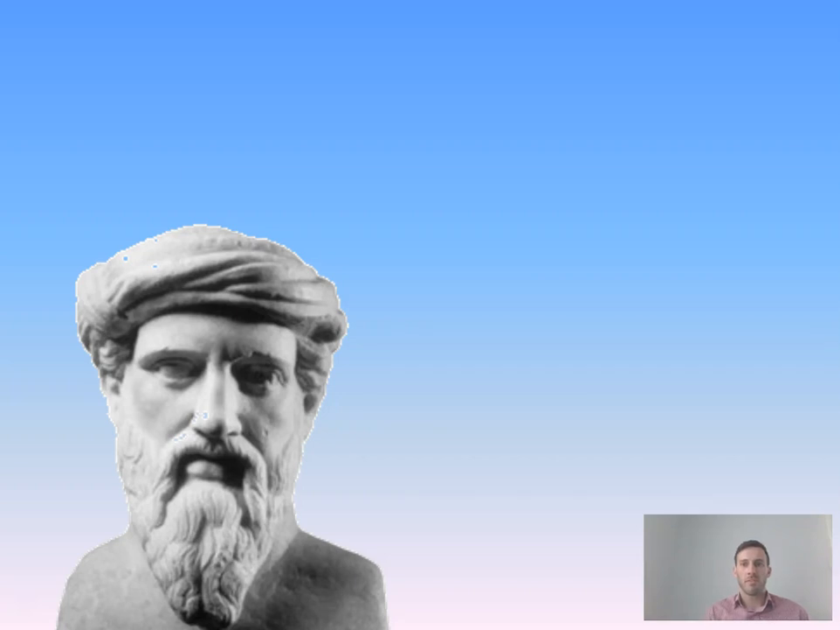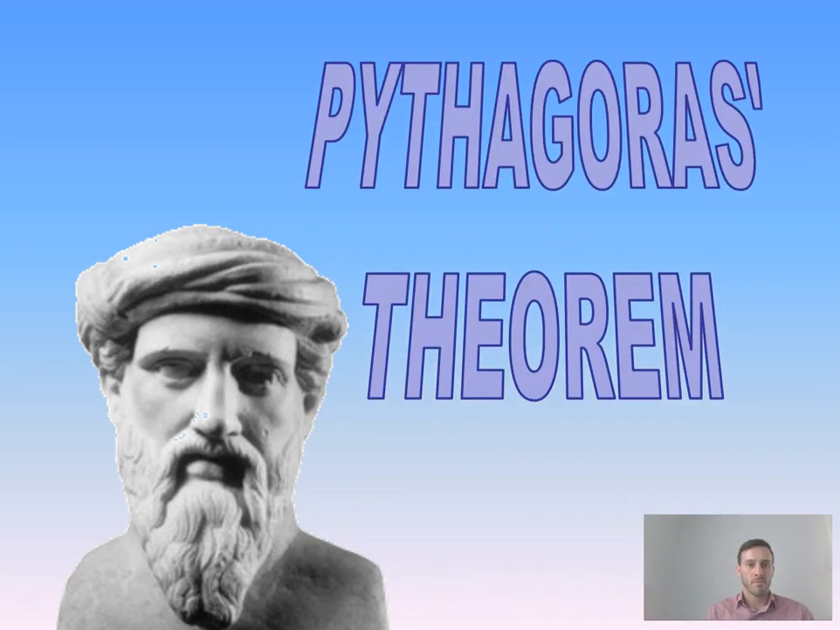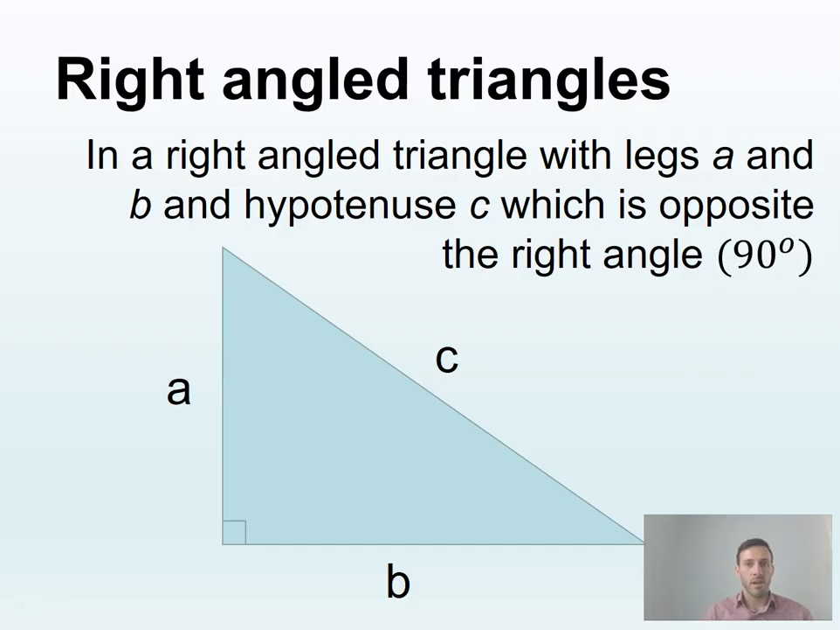Here we have Pythagoras. Pythagoras was credited with many mathematical and scientific discoveries, including Pythagoras' theorem, which we'll look at today. This theorem centers on the right-angled triangle. A right-angled triangle is a triangle which has a right angle as one of its angles. The side opposite the right angle is called the hypotenuse, and it's the longest side of the triangle.